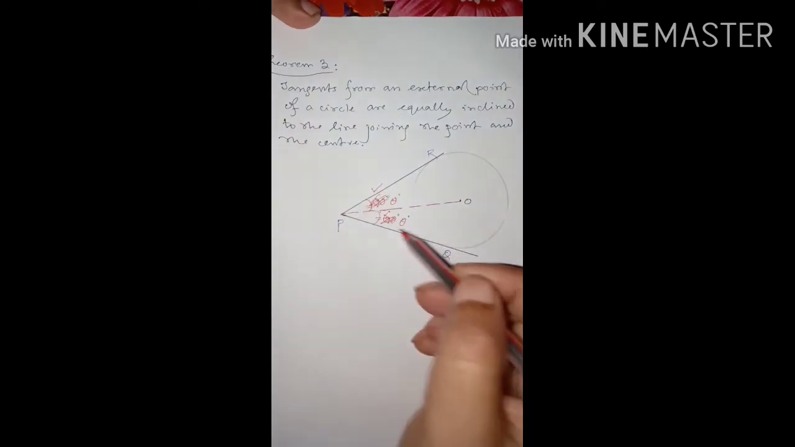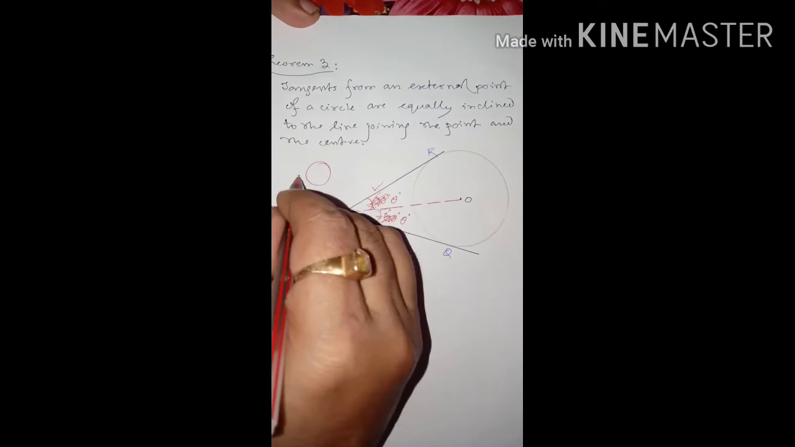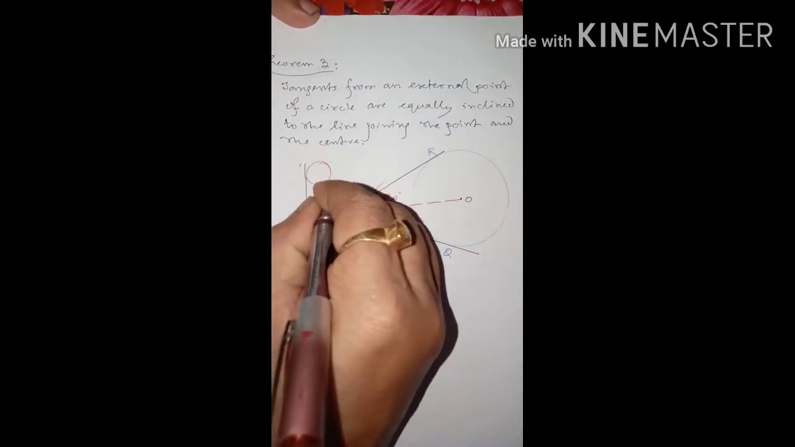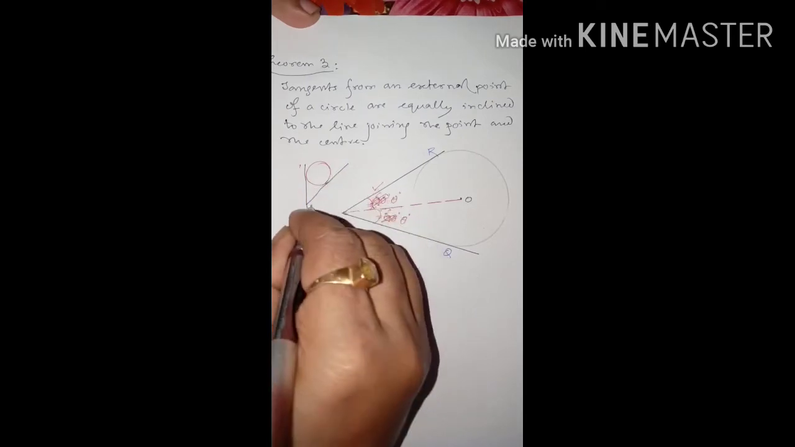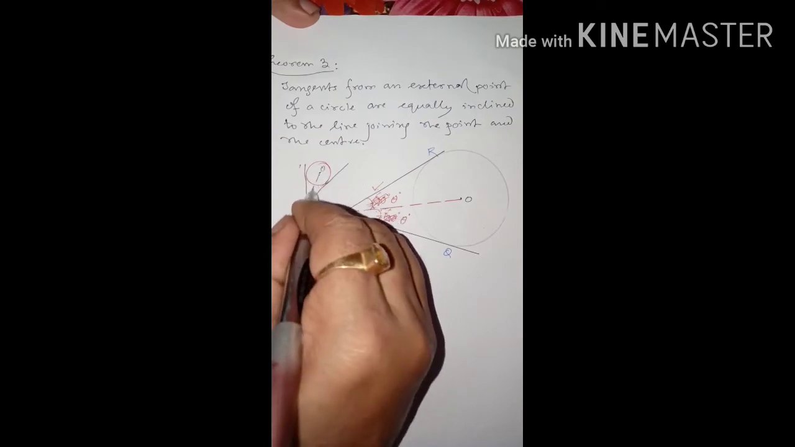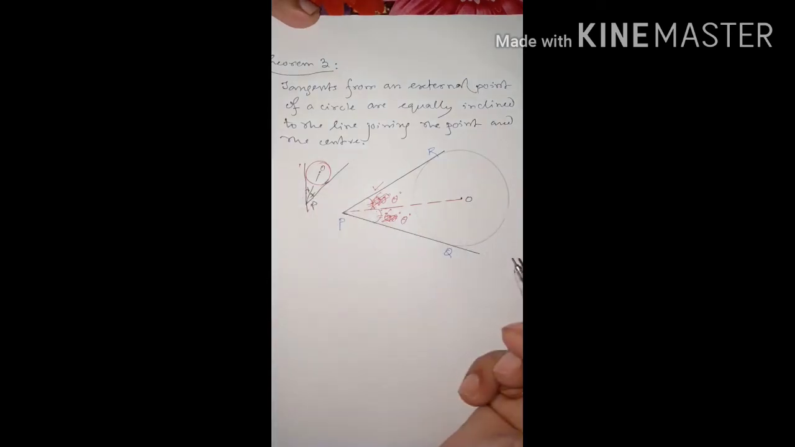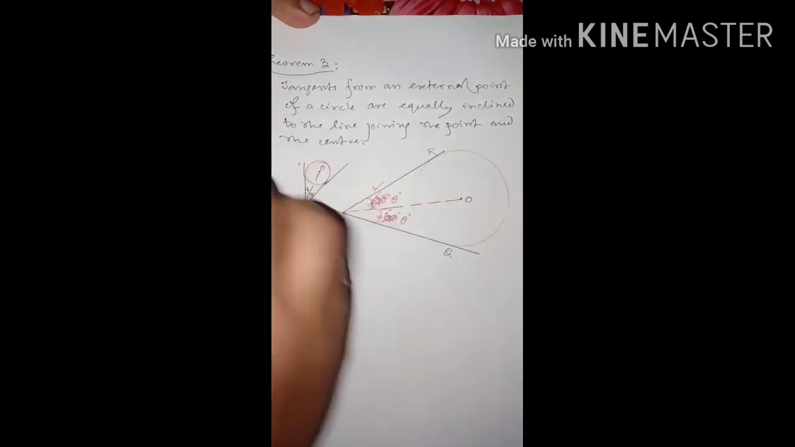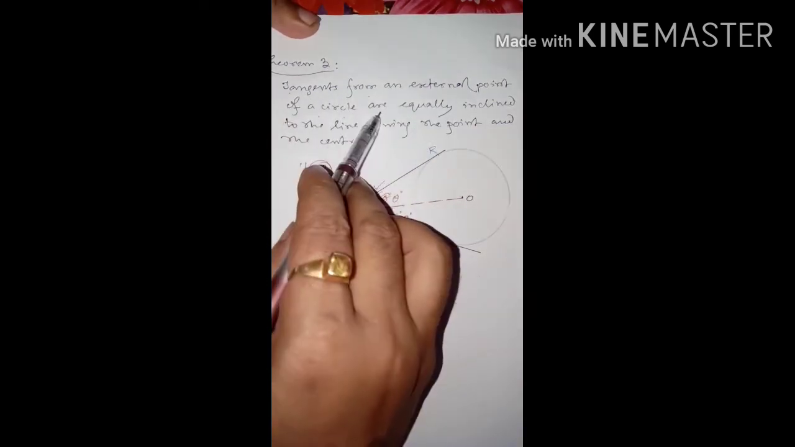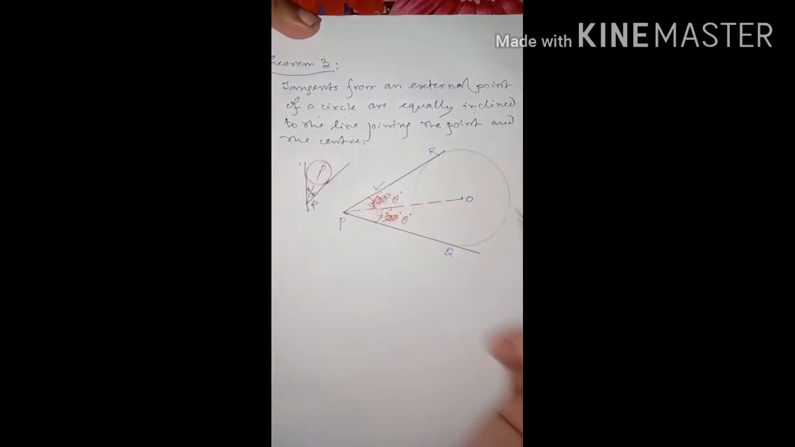Next time onwards, whenever you say these two angles are equal, it means there is a circle and there are two tangents from the same point, say P. If we join the center with the point, then the two angles formed at the point P are equal. So we will be able to say, on the basis of this theorem, that tangents from an external point of a circle are equally inclined to the line joining the point and the center. This is the meaning of this theorem.